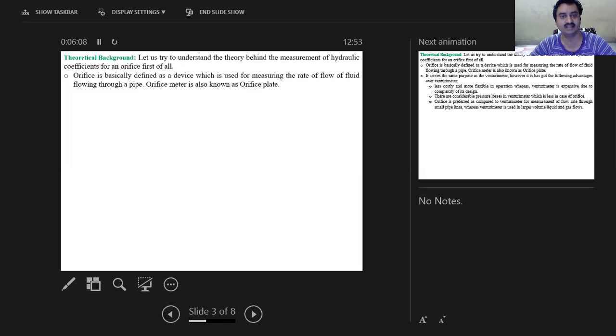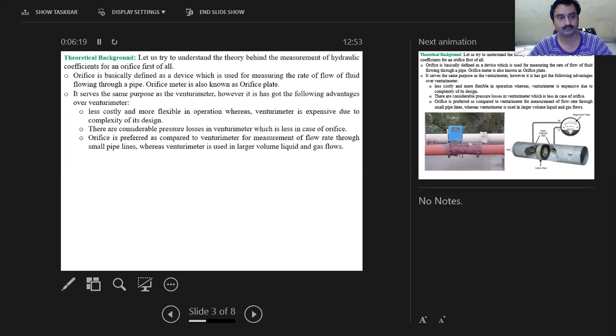So an orifice is basically defined as a device which is used for measuring the rate of flow through a pipe. It is also called an orifice plate. It serves the same purpose as a venturimeter. However, it has the following advantages over the venturimeter.